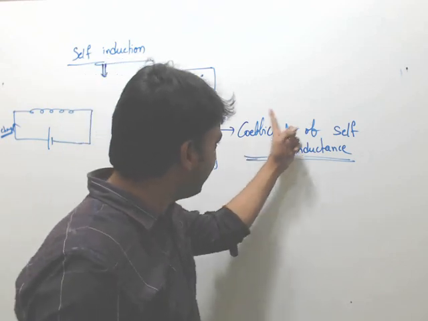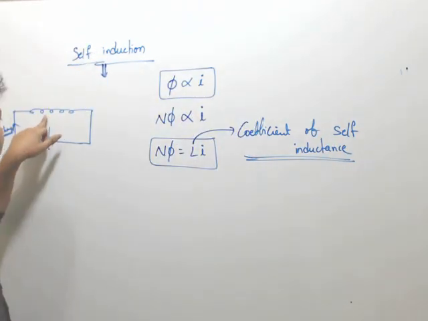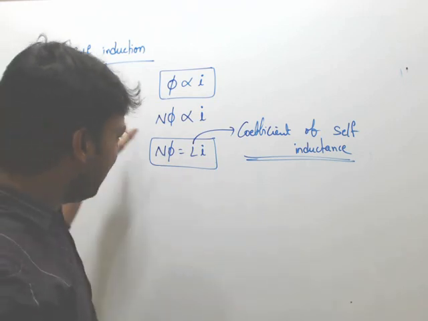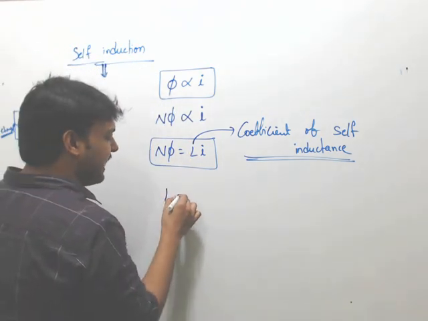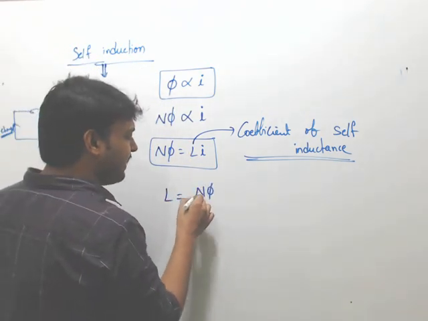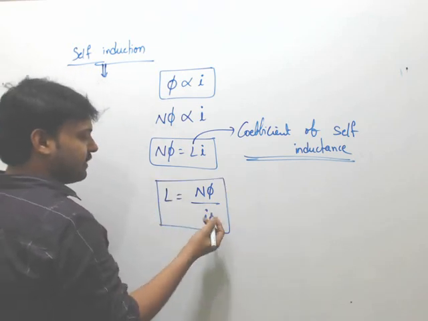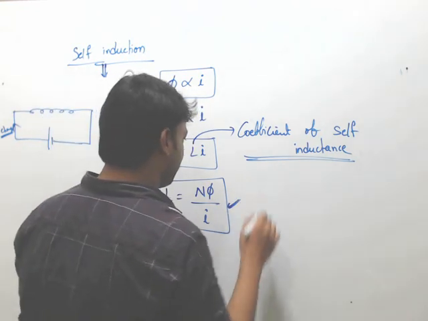Here L is the coefficient of self-inductance, and it depends on the material we consider. We consider a coil, we consider a conductor, and L depends on that. According to the formula, I can write L equals N phi by I. So if you want to calculate the coefficient of self-inductance, we can write this formula.